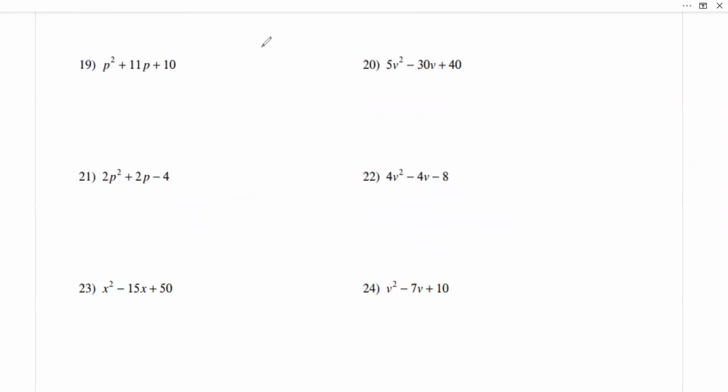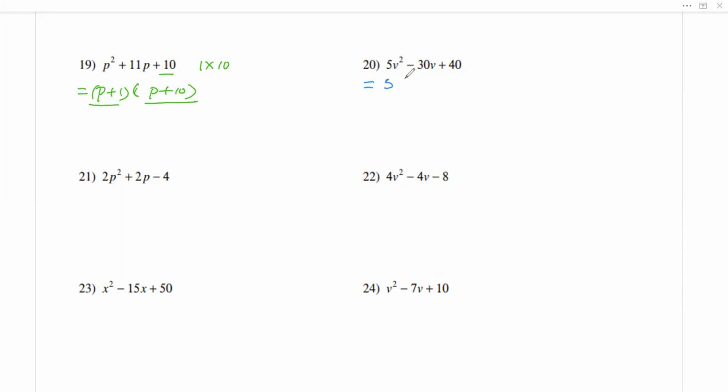Number 19. So this one is easy. This one is super easy. 1 times 10, right? So p plus 1, p plus 10. Group factor, right?